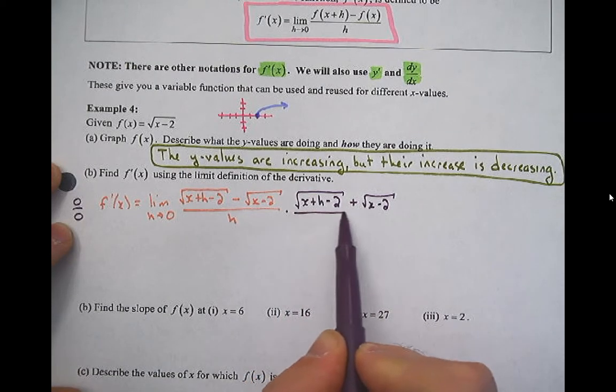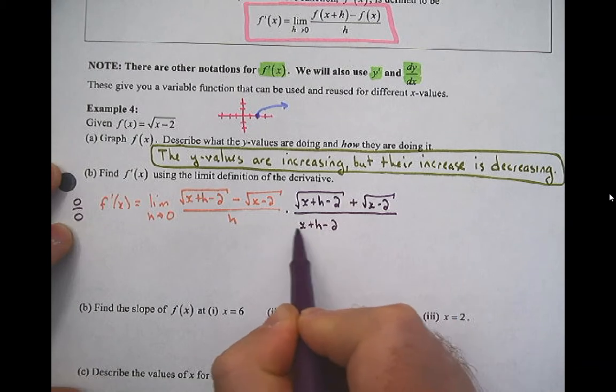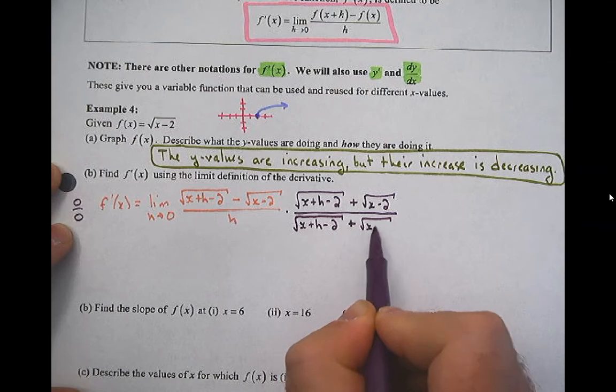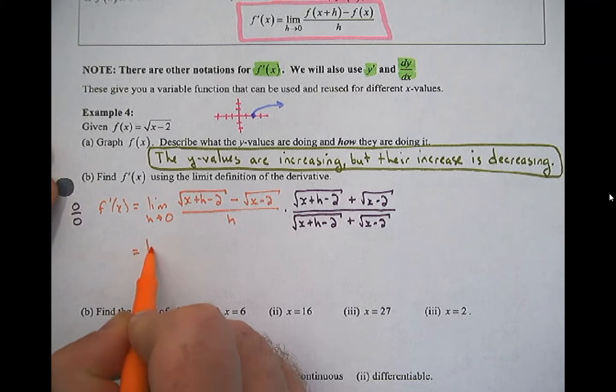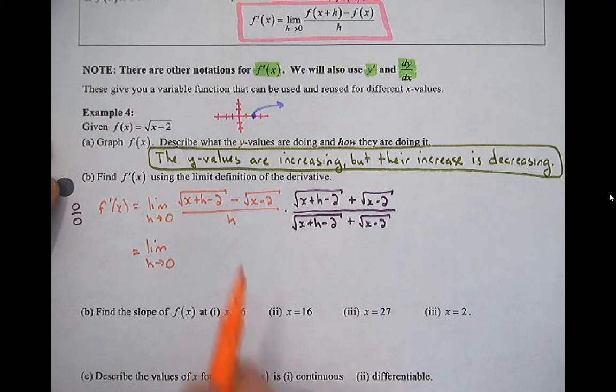Now, whatever you do to the top, you've got to do the same thing to the bottom. A lot of kids forget this and they times the bottom by h. That is not legal. You've got to keep this fraction still worth the same amount. Okay, now we can start to distribute. Now look, you haven't plugged in 0 for h yet, so you've got to keep writing limit until you do.